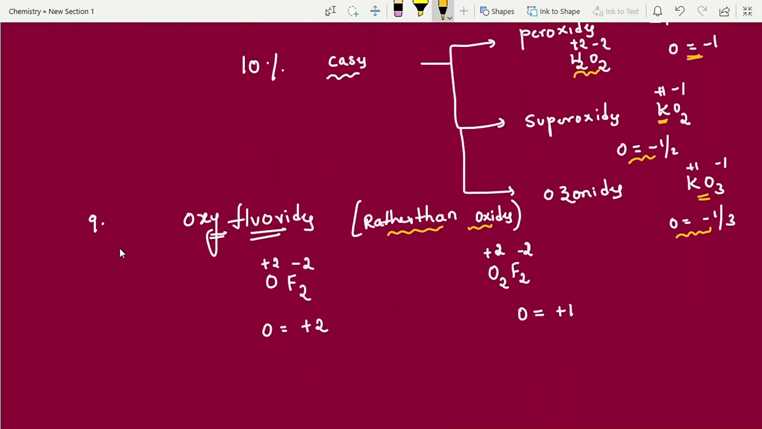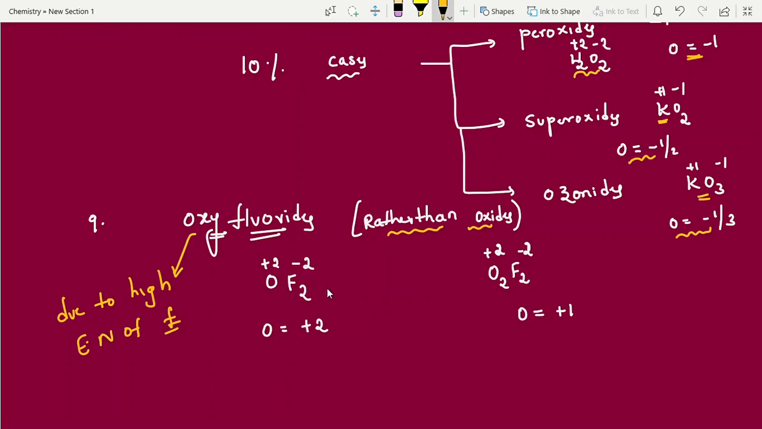Next, the ninth one, oxyfluorides. Whenever oxygen combines with other elements, generally we call the compounds oxides. But here we call them oxyfluorides. The reason is the high electronegativity of fluorine; rather than oxides, we call them oxyfluorides. Clear, students? This is one of the important theory examination questions.